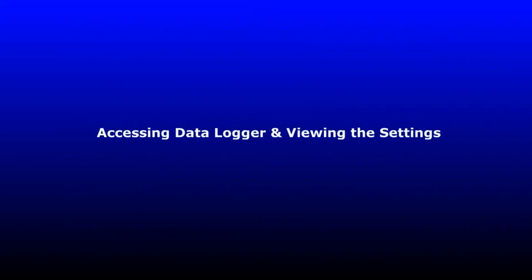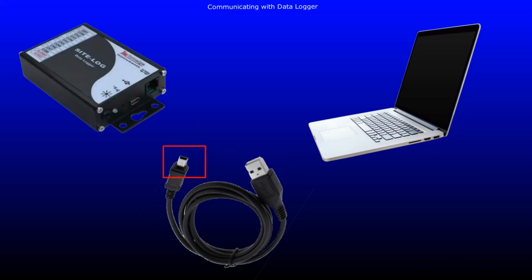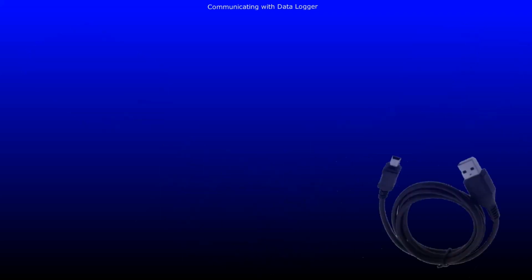Accessing the device and viewing the settings. Use one side of the enclosed USB cable to connect to your computer's USB port. Connect the other end of the USB cable to the USB port of the data logger. You should have SiteView software installed in this computer beforehand.